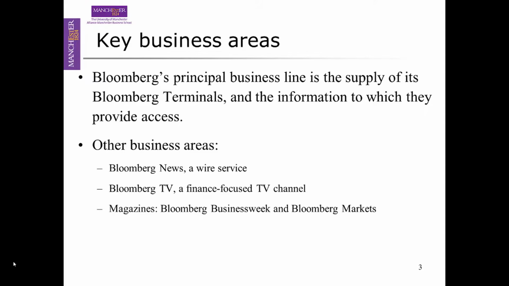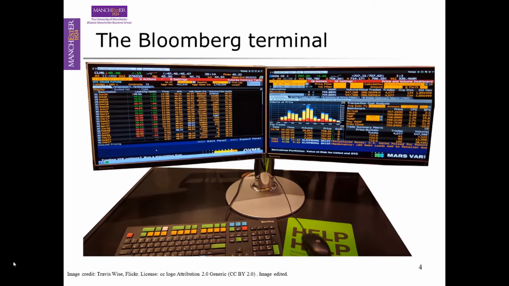Bloomberg's principal business line is the supply of its Bloomberg terminals and the information to which they provide access. Other business areas are Bloomberg News, a wire service, Bloomberg TV, a finance-focused TV channel, and magazines, Bloomberg Business Week and Bloomberg Markets. This is a typical setup for a Bloomberg terminal.